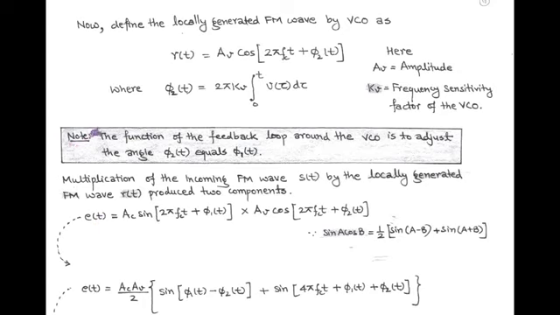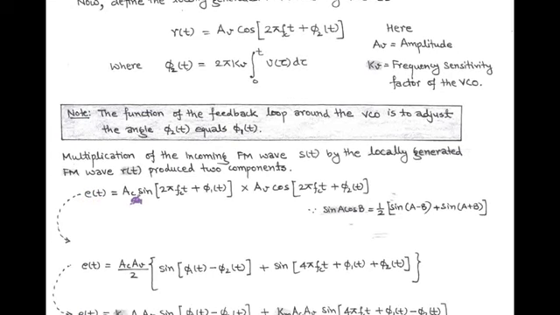Now we note a point. The main function of feedback loop that contains a VCO is to adjust the angle phi 2 t such that it becomes equal to phi 1 t. So the main function of feedback loop is to adjust the angle phi 2 t equal to phi 1 t. Now the output of the multiplier is error signal, which is equal to Ac sin(2 pi fc t plus phi 1 t) into Av cos(2 pi fc t plus phi 2 t). Here the first expression is incoming FM wave and the second one is the locally generated FM wave.